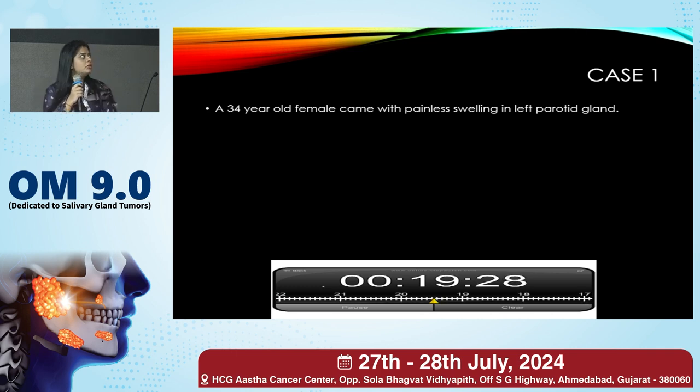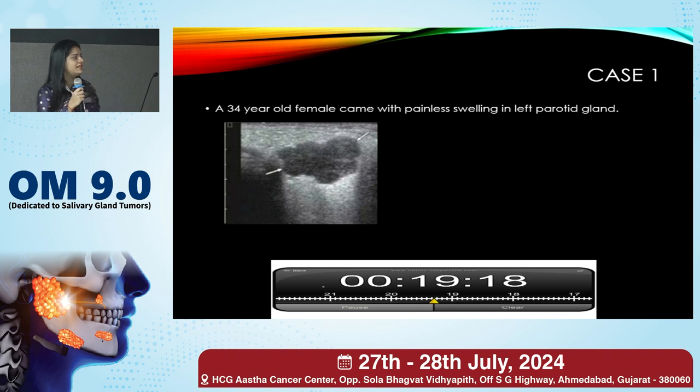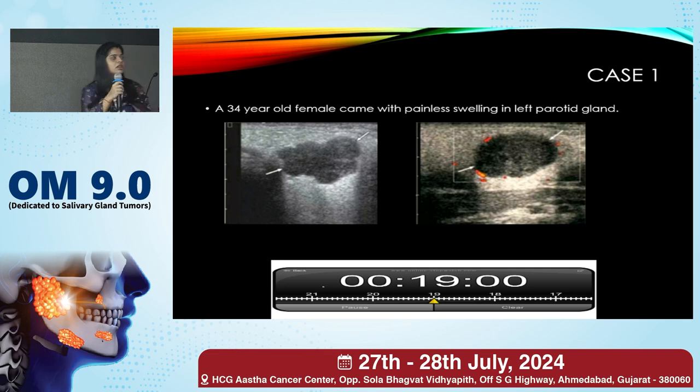A 34-year-old female comes with painless swelling in the left parotid region. So she comes to our radiology clinic and we do an ultrasound. On ultrasound, we see that there is a lesion present in the parotid gland which is well defined. It has lobulated margins, it is hypoechoic, and it has some peripheral edge enhancement. On color Doppler, we see that the lesion has peripheral vascularity and no definite internal vascularity.